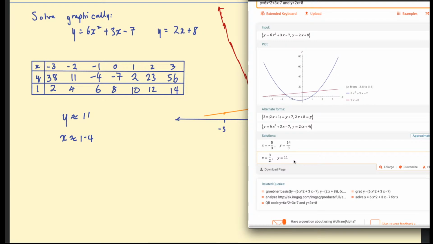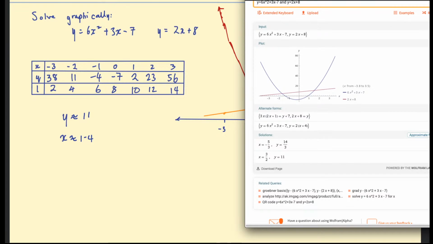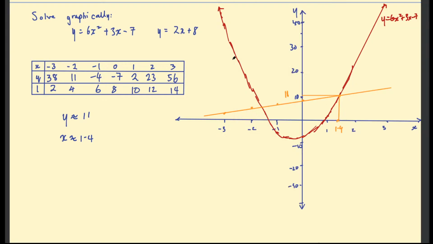Oh, I forgot the other solution as well. Of course, there's two solutions. But 11 and 1.4, that's pretty good for my rough graph. So what would the solution be over here? About 1.6.